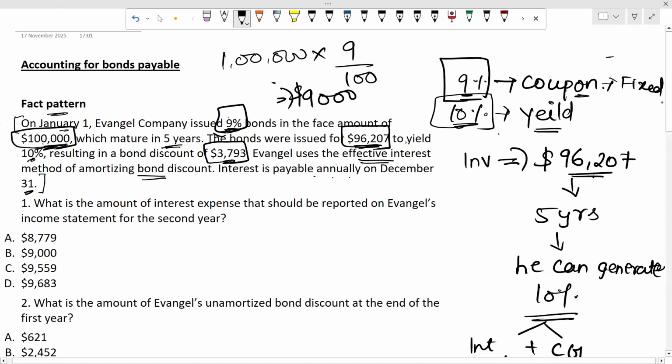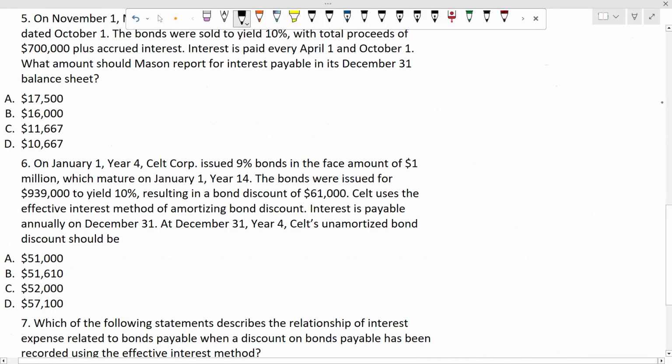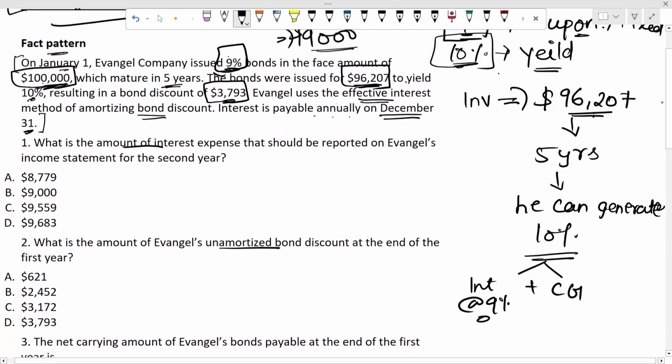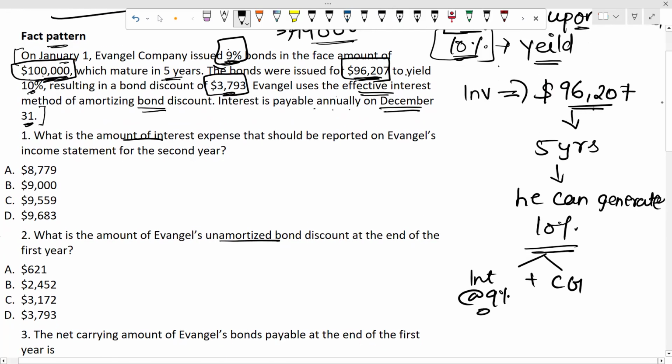When they have to pay? At the end of each year. That is on every 31st December for the next 5 years, the company is going to pay $9,000 interest. Now for any question based on accounting for bonds payable, we can follow a particular format. See, there are different requirements of the question. What is the amount of interest expense? What is the amount of unamortized bond discount? All these things we are going to solve. But we will solve the full question. Then from the full solution, we can get the answer for these questions 1, 2, 3, and 4.